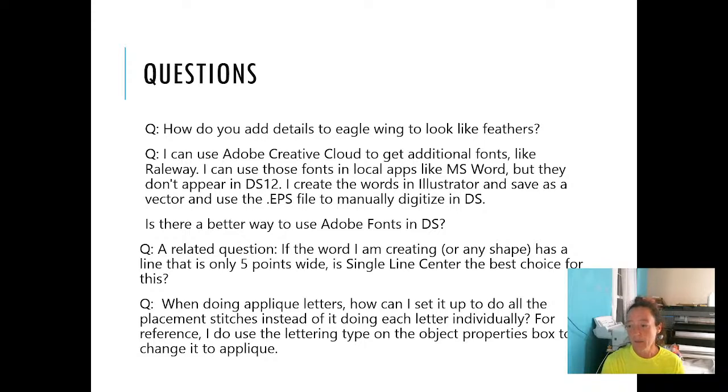A related question: if I'm creating something, a word, a shape, whatever, that's really thin, is single line center the best choice for this? No. A 5-point stitch is just a little bit bigger than your needle, right? Your needle's what, 3 to 3.5 points in diameter. So you're basically going to be stabbing nearly the same spot every time the needle goes to take a stitch. So when you are going that small, you have a few options. I would go with a bean stitch or a chain stitch.